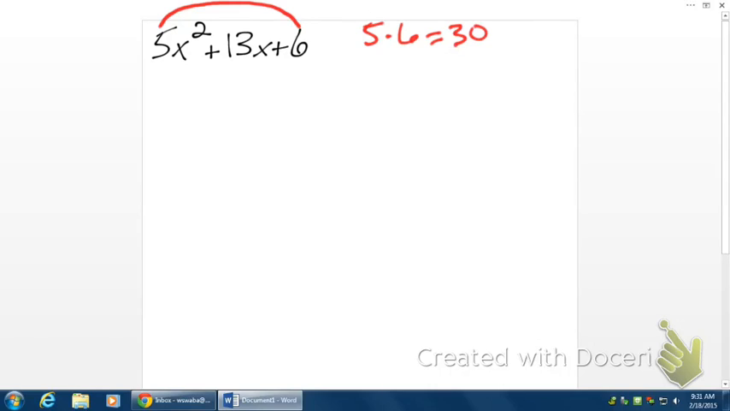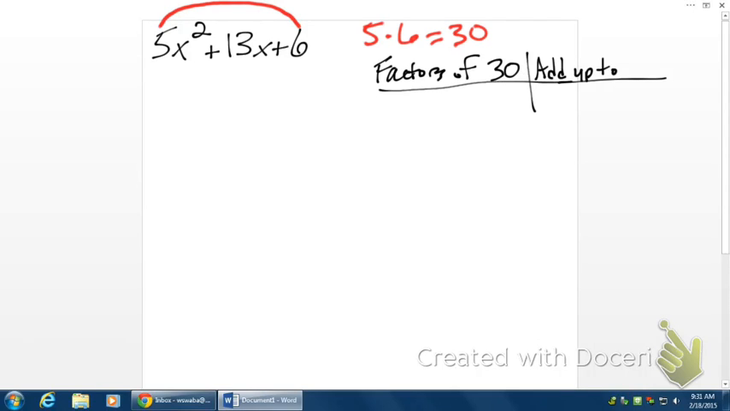Now, we're going to find factors of what number we just figured out, the 5 times the 6, that gives us 30. So factors of 30 that add up to whatever that middle term is. In this case, it's 13. So add up to 13. Now, it might take you a minute to figure it out, but so factors of 30 that add up to 13. Well, I know that 3 times 10 gives me 30. If I add 3 plus 10, I also get 13. So we figured out our two numbers. That's what we just did.